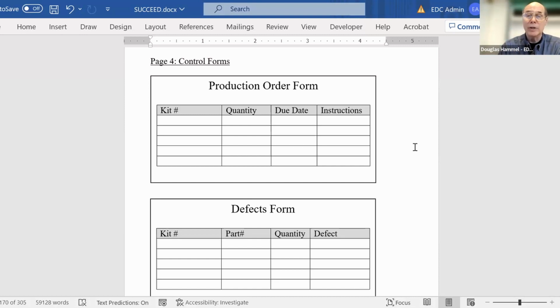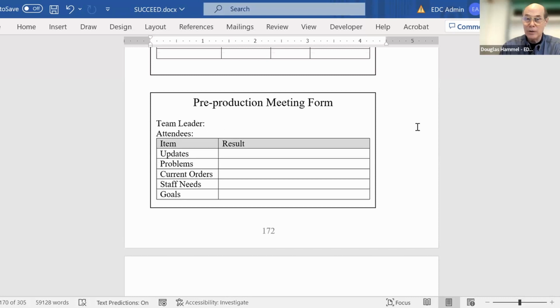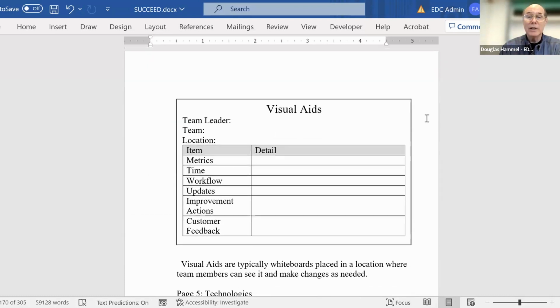for the person learning this. Defects form, a pre-production meetings form, like who's the team leader, who are the attendees? What do we need to talk about? Like updates, problems, current orders, staff needs, goals, or anything that's wrong with the system. Every day you can make an improvement. And visual aids like a whiteboard, in which the team leader, the team, and the location are on that board within sight of everybody's work area. And you can put on the metrics, the time, the workflow, updates, improvement actions, so that every day is an opportunity to improve this process and everybody's involved in it.